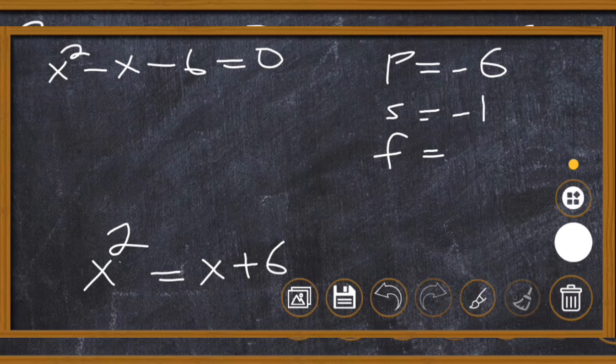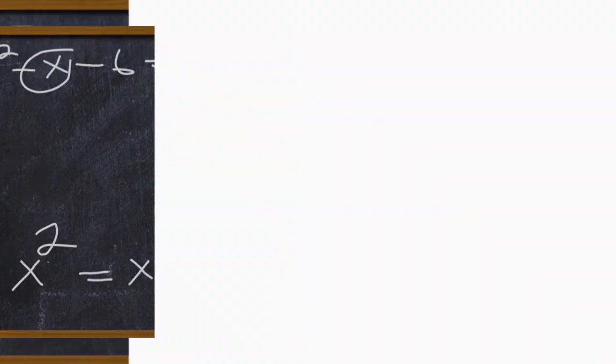So which numbers can we multiply to have negative 6 and then add to have negative 1? It's negative 3 multiplied by 2. Negative 3 multiplied by 2 is negative 6. Then negative 3 added to 2 is negative 1. So let's replace these values on the x coefficient.